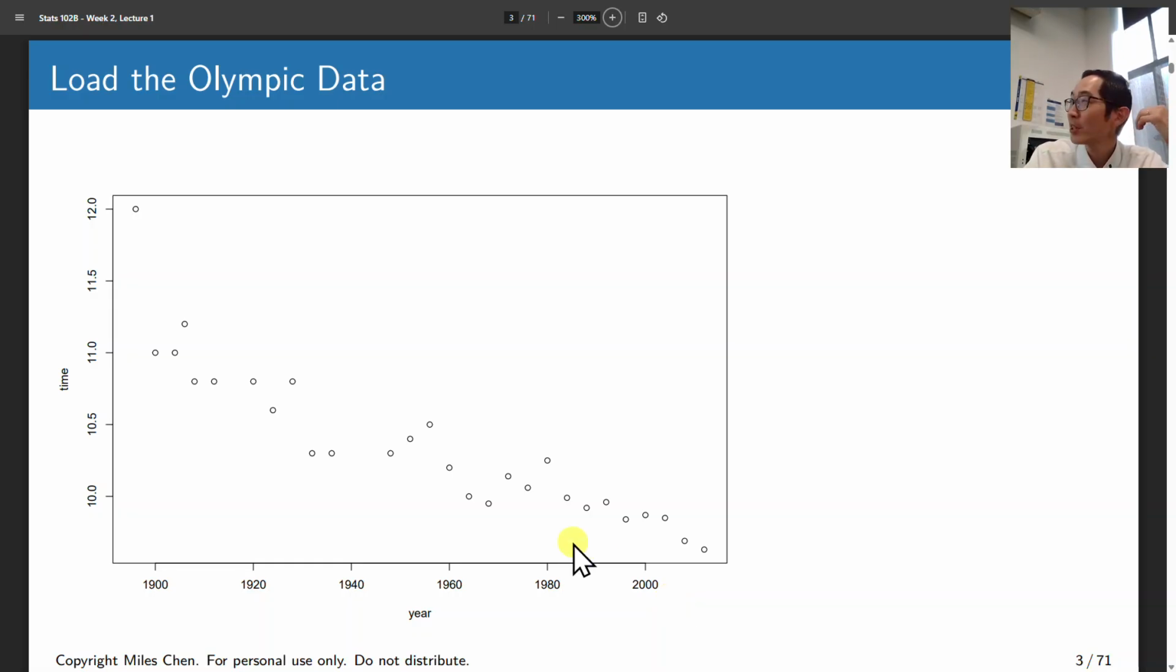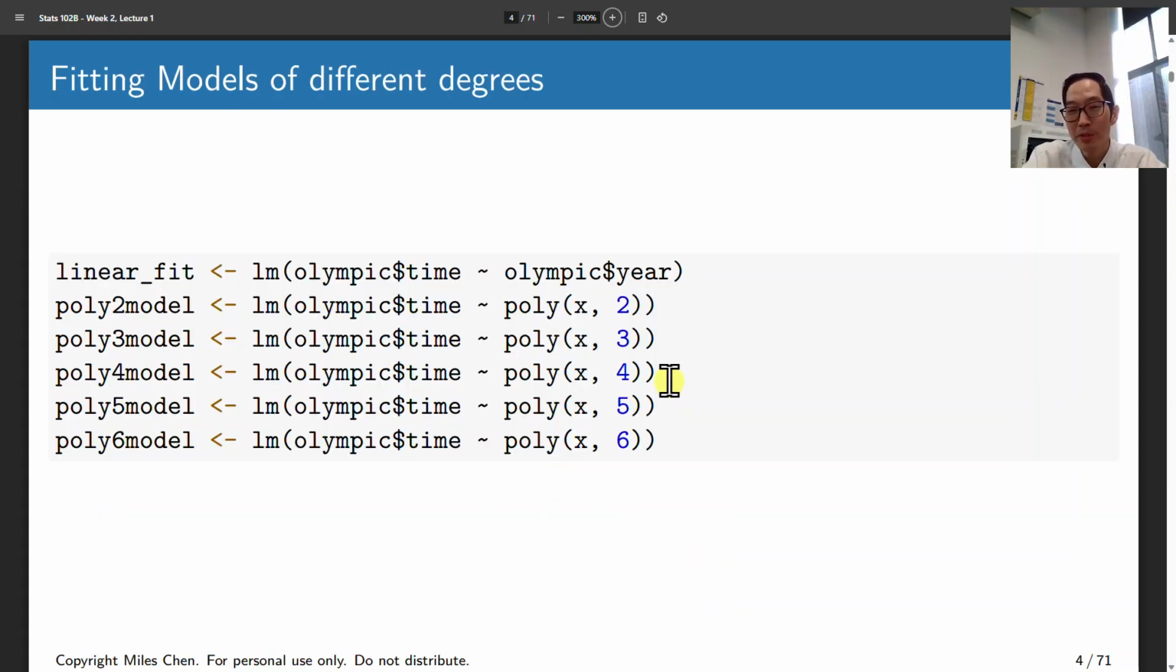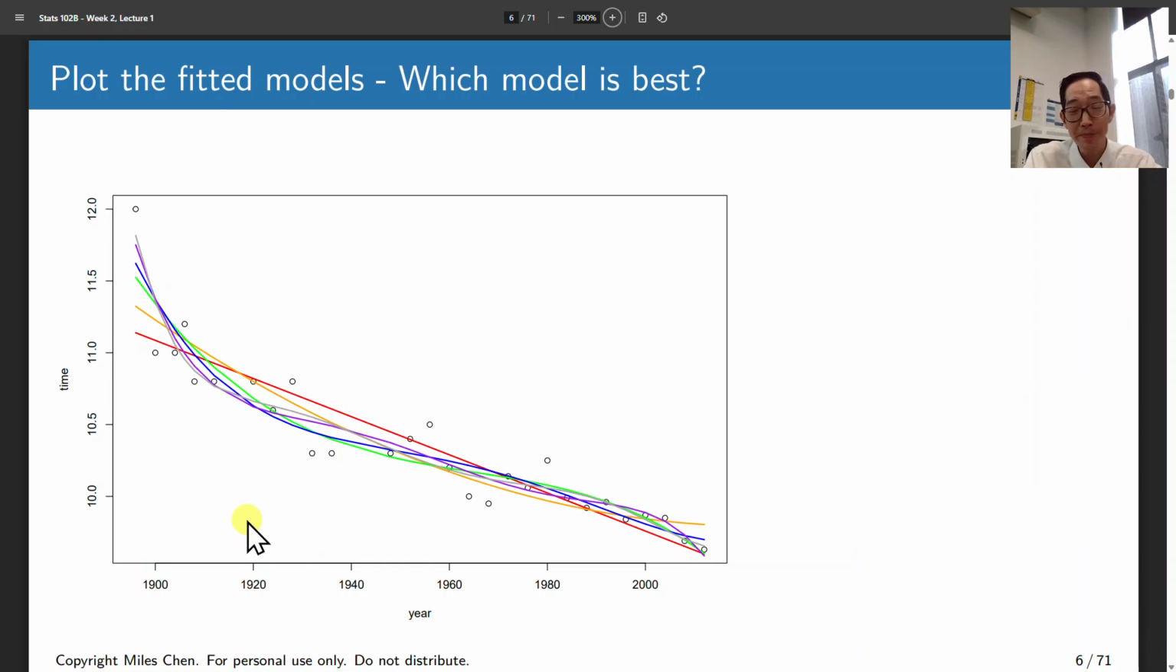And we left off, I said, here's our Olympic data, where we're looking at the gold medal time for the 100-meter dash. And we see, as the years have gone by, it seems like the winning race time has gotten faster, okay? And we said, well, let's try fitting a few different models. Let's fit a linear and a quadratic and a cubic and a fourth order, different order polynomials. And we can plot it. And this is kind of what it looks like.